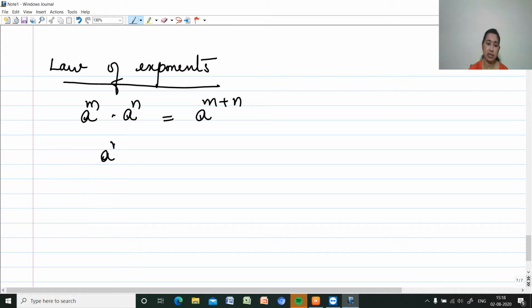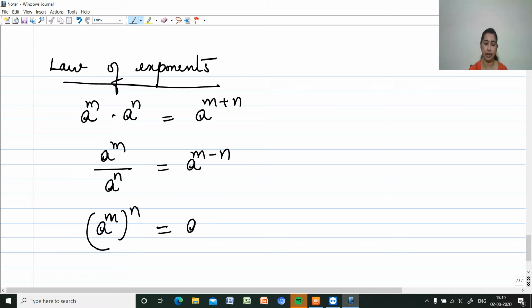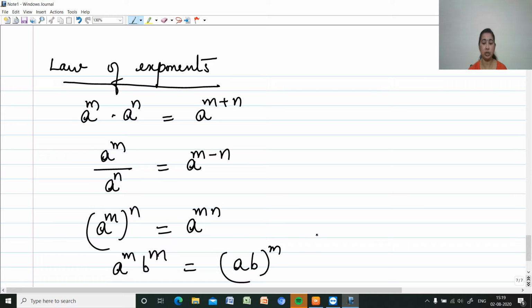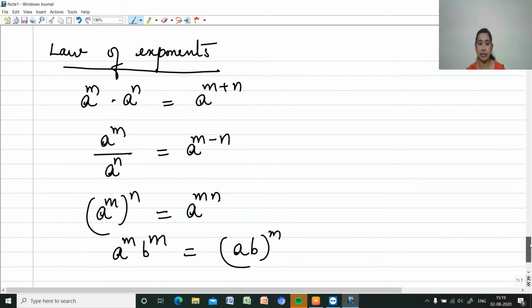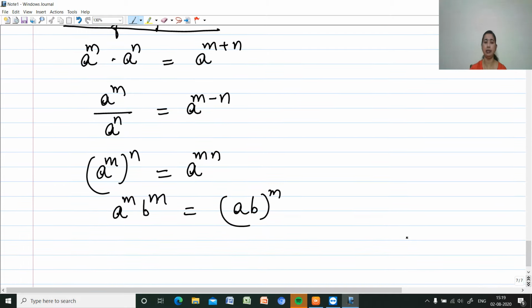If it is a raised to m divided by a raised to n, here also the bases are same, so you can write it as a raised to m minus n. If it is a raised to m raised to n, that is a raised to mn. If it is a raised to m into b raised to m, that is ab whole raised to m. So we have to apply these in the exponents. If the problems contain exponents, we can use all these laws.